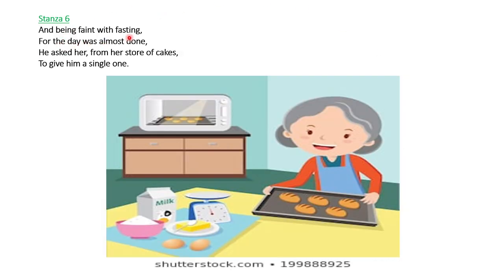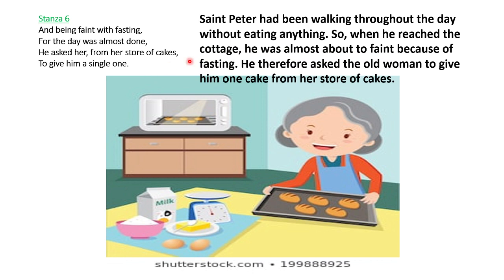And being faint with fasting, for the day was almost done, he asked her for her store of cakes to give him a single one. Since Saint Peter had been walking throughout the day without eating anything, when he reached the cottage, he was almost about to faint because of fasting. He therefore asked the old woman to give him one cake from her store of cakes. The woman had so many cakes with her, so Saint Peter just asked for one cake because he was very hungry.